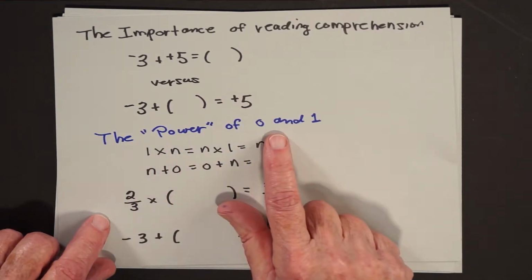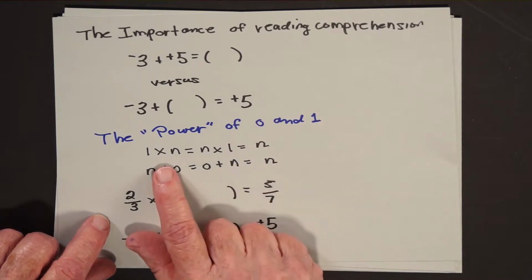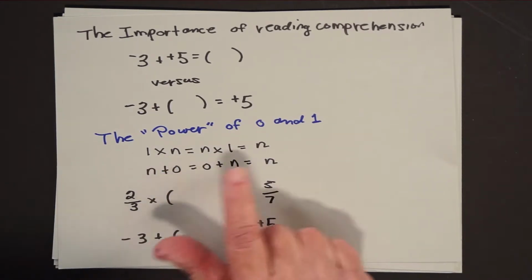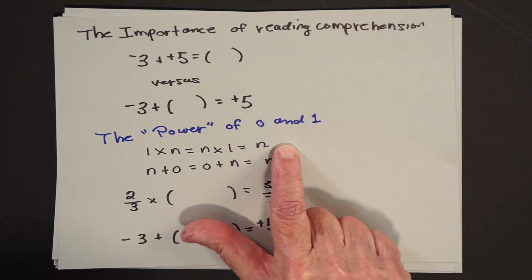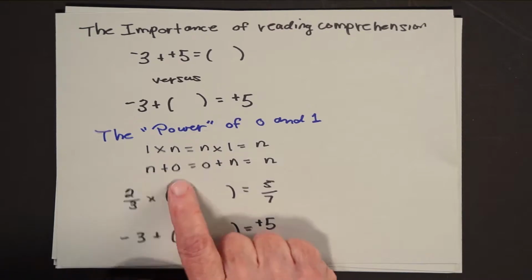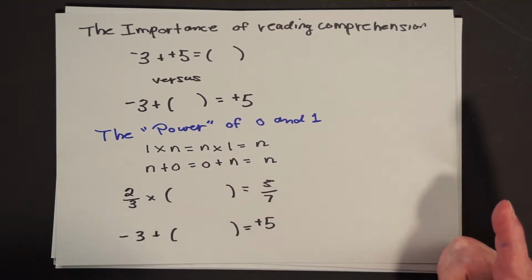And the reason that we like zeros and ones is that if you're multiplying any number by 1, you don't change the value of the number. And if you add 0 to any number, or any number to 0, you don't change the sum.